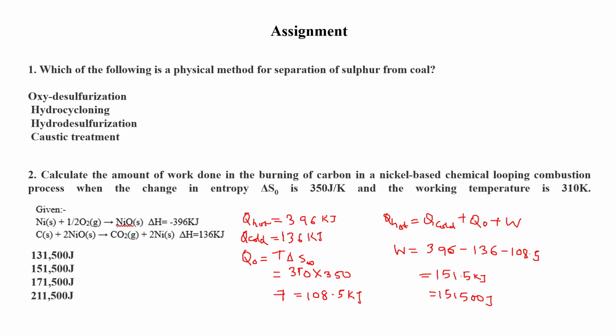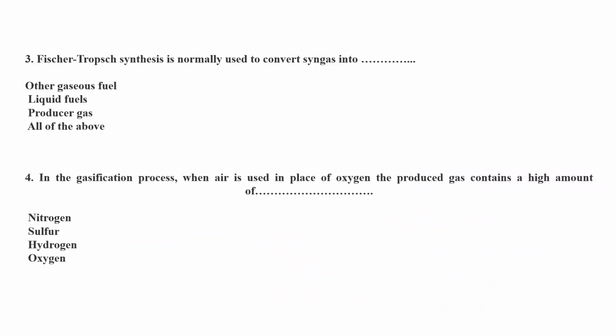Okay, let's come to the next question. I want you guys to actively participate in this assignment. So, the third question is, Fischer-Tropsch synthesis is normally used to convert syngas into. Someone from the student side now answer the question. The answer to this is liquid fuels.